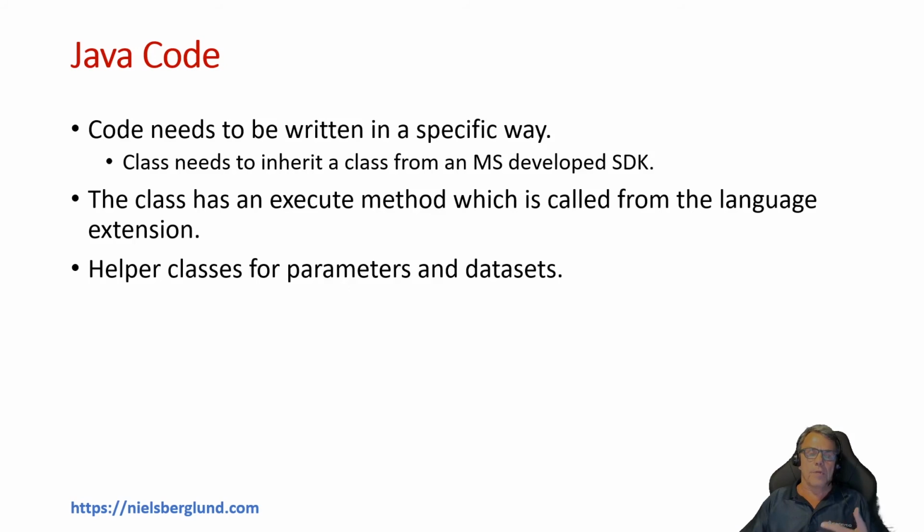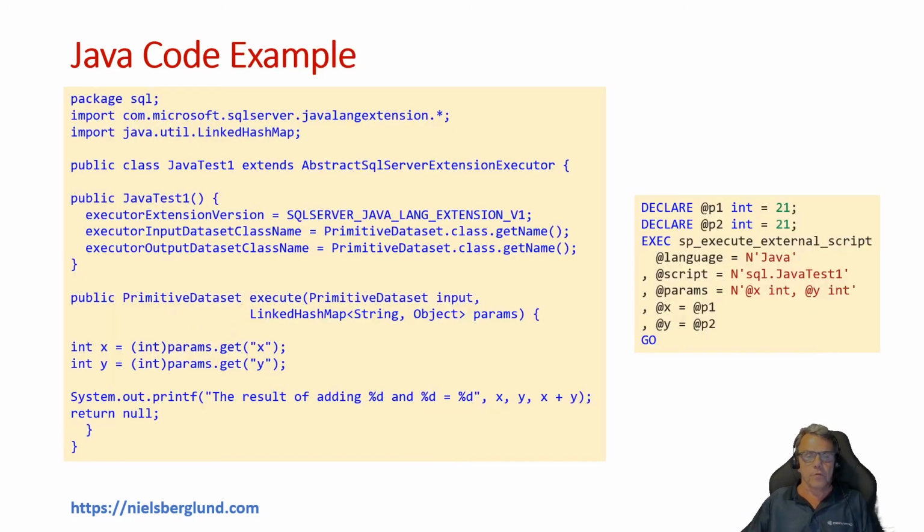We need to write this Java code in a specific way. We inherit a class from a Microsoft-developed SDK, and in the class we have an execute method which will execute what you want to get done. Then we have helper classes for parameters and data sets. So here's just an example.